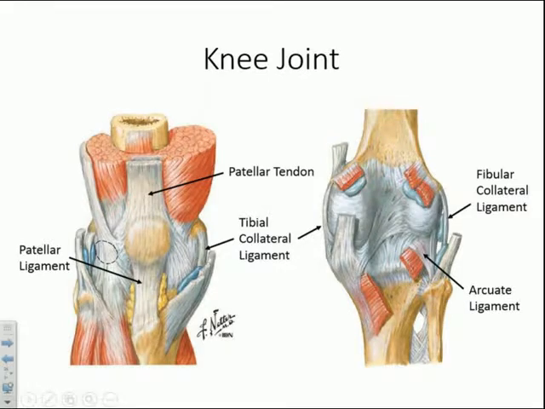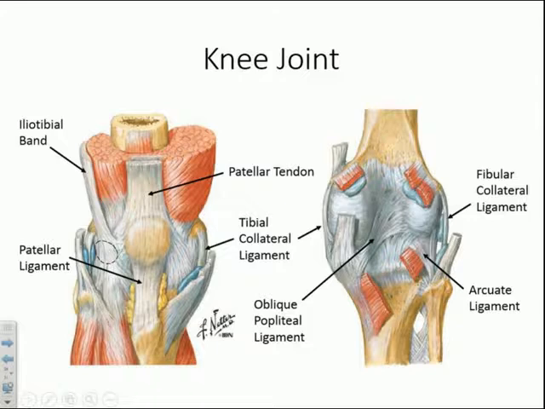Looking at the posterior aspect, we see the arcuate ligament. This is a reinforcement of the joint capsule that projects over top of the popliteus muscle. And additionally, the oblique popliteal ligament, which is a continuation of the tendon of semimembranosus and blends in quite nicely with that. In addition to these intrinsic ligaments of the knee, we also have a number of other structures, particularly muscle tendons, which will help to further reinforce the knee actively.